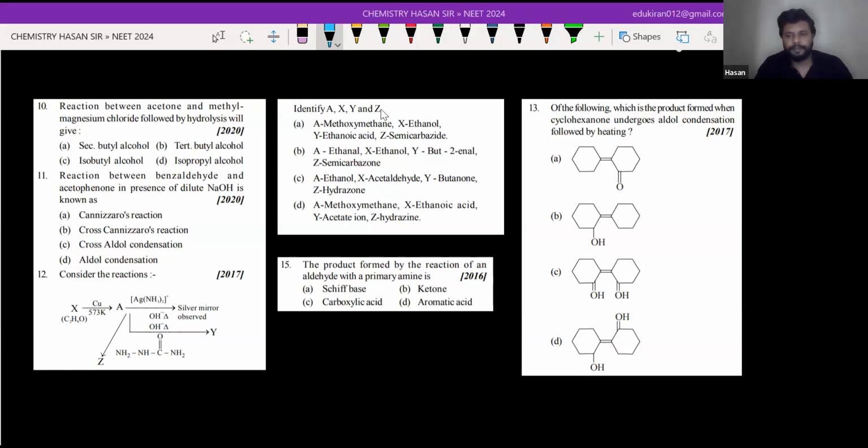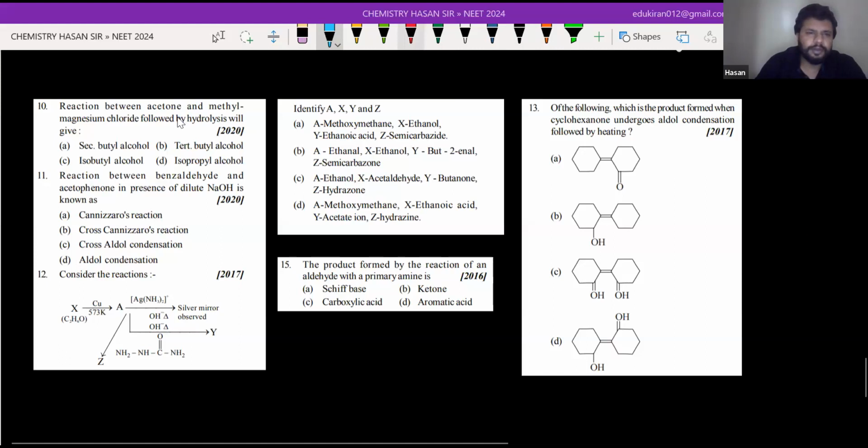Any answer? There is the first one, B. Rajita, you know that if you are going to use acetone, that is a ketone. Ketone with Grignard will always be possible. I said B. Is it B? Yes.